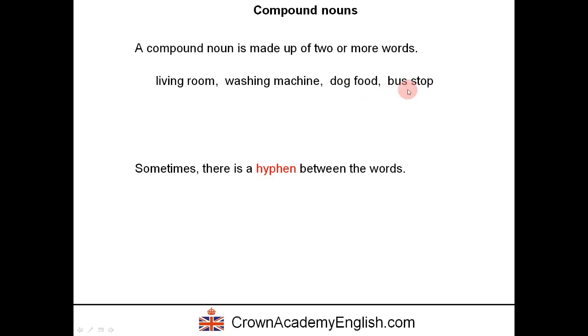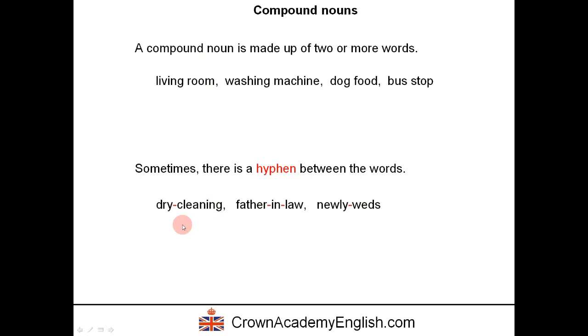So it's one entity. So it's food for a dog. Bus stop. It's two words, but it is one thing. This is the place where you wait for a bus. Okay? So it's one noun with several words. And sometimes there is a hyphen between the words. So a hyphen is a little punctuation mark. It's a little line. Here it is. This is a hyphen. So here are some examples. 3 examples. Dry cleaning, father-in-law, newlyweds.